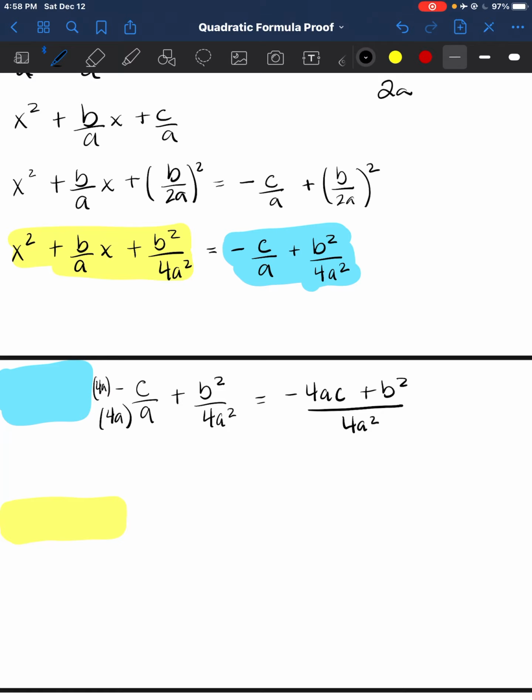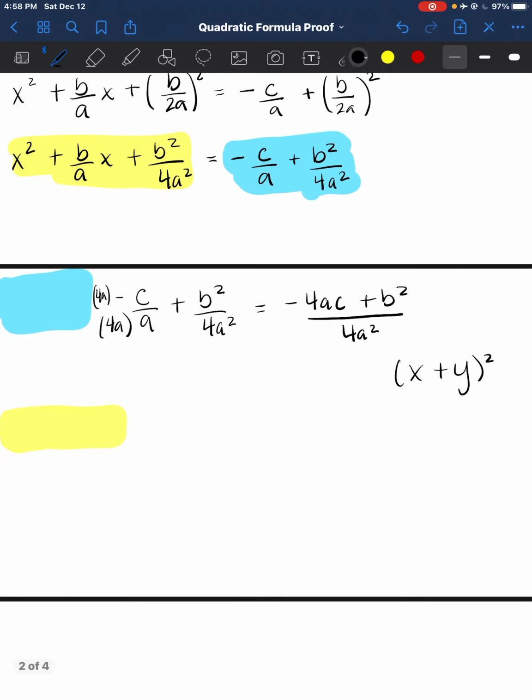To do this part, it has to be put in this form, okay? That's the form it has to be put in. So it's already in the expanded form, and we have to condense it. So we have to go from this form to this form.